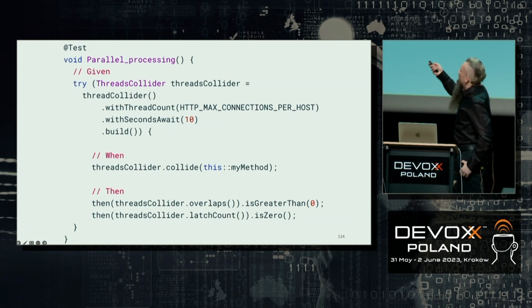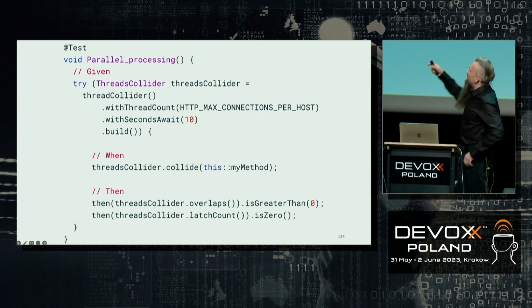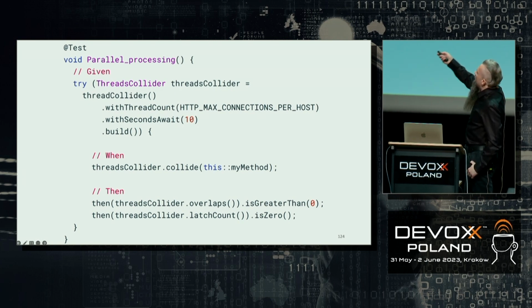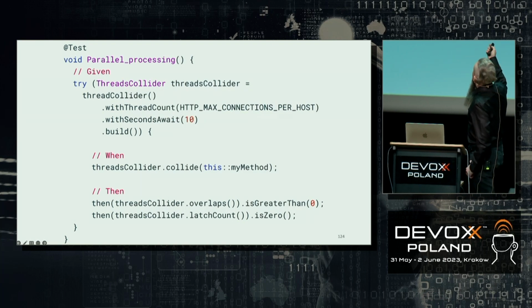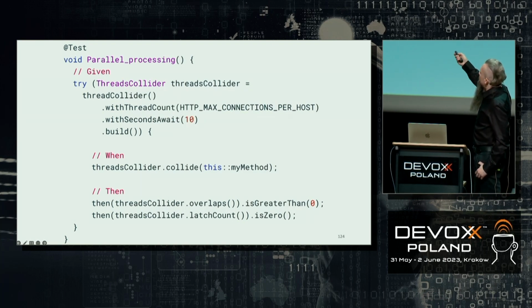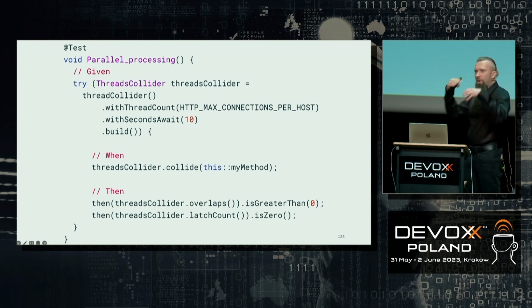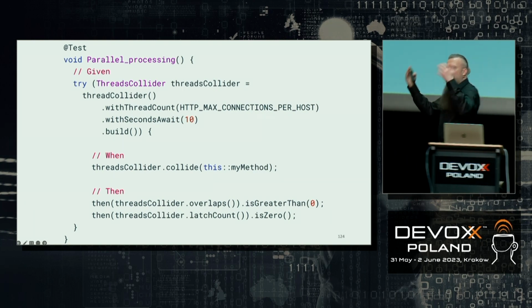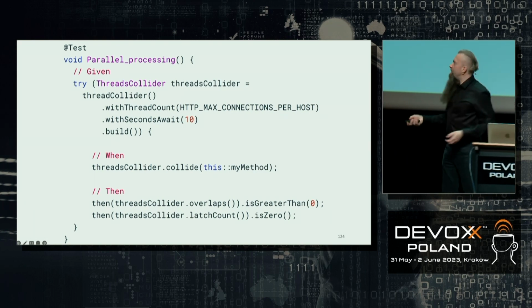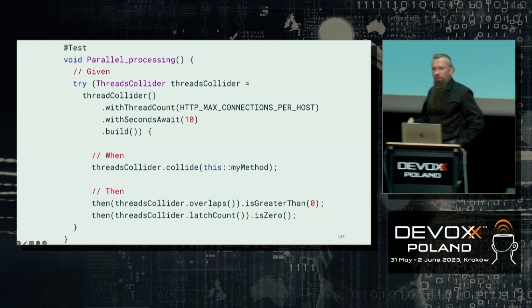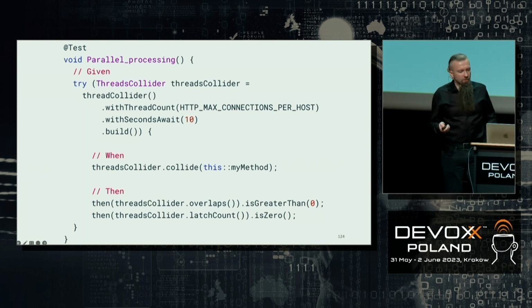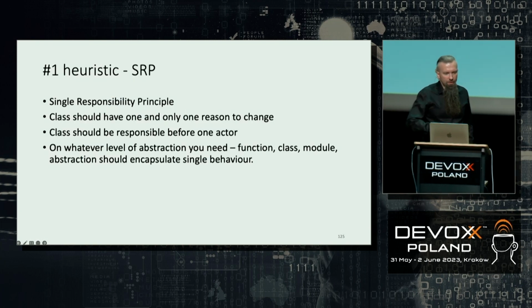In our case, from my business test perspective, it was like a threads collider, and what is only important, I would like to check if HTTP max connections per host, it was like 40, and with seconds await 10. I was building this threads collider, and then I would like to collide my method and just check if there were some overlaps, so those multiple methods were run at the same time. Additionally, the latch count is 0, so there were no issues, and also this code did not throw any exception.